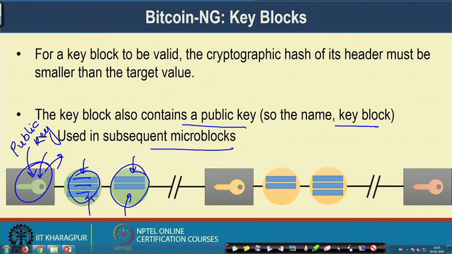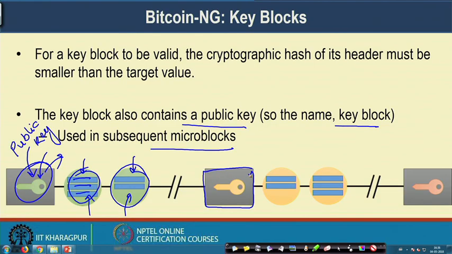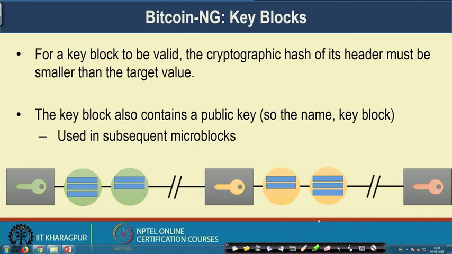and at the end of one key block round, another round of key block generation happens in Bitcoin NG, where again a challenge is given and the miners try to generate the next key block, and the miner who is able to generate this next key block will be able to use the subsequent micro blocks to serialize the transactions. So, that is the broad idea of this Bitcoin NG protocol.